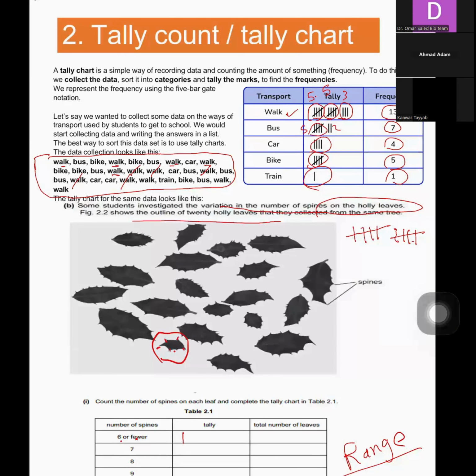So we have 1. This leaf: 1, 2, 3, 4, 5, 6, 7, 8, 9, 10, 11. 11, which is this one. And so on. You keep counting the number of leaves. 1, 2, 3, 4, 5, 6, 7, 8. No, this one's not counted. 8, 9, 10. So you count this one. You get the idea? And you keep counting them and you give him the total number of leaves. For example, if you count it like this, how many leaves? 4 leaves are there. Okay? This is tally count. It comes with simple questions, don't worry.